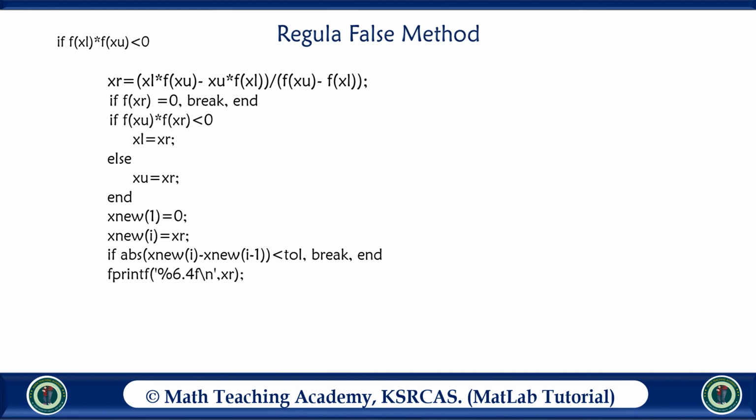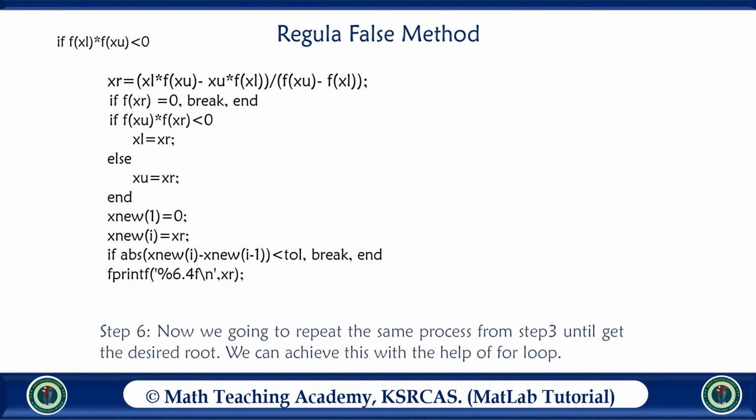Then print the present approximate root. This is achieved by the command fprintf %6.4f \n comma XOR. This command will print the value of the root XOR whose decimal part contains 4 places and integer part may contain 2 places.